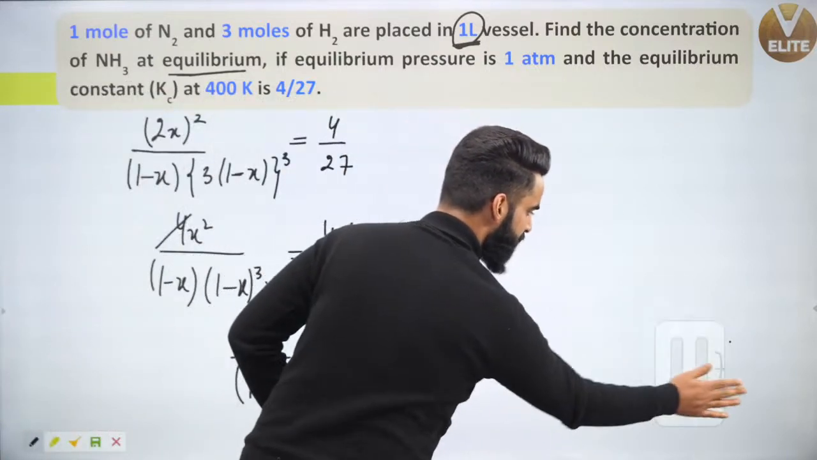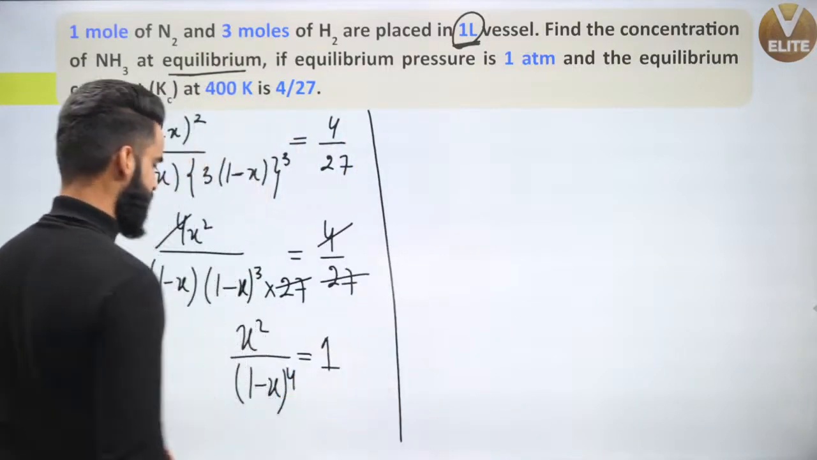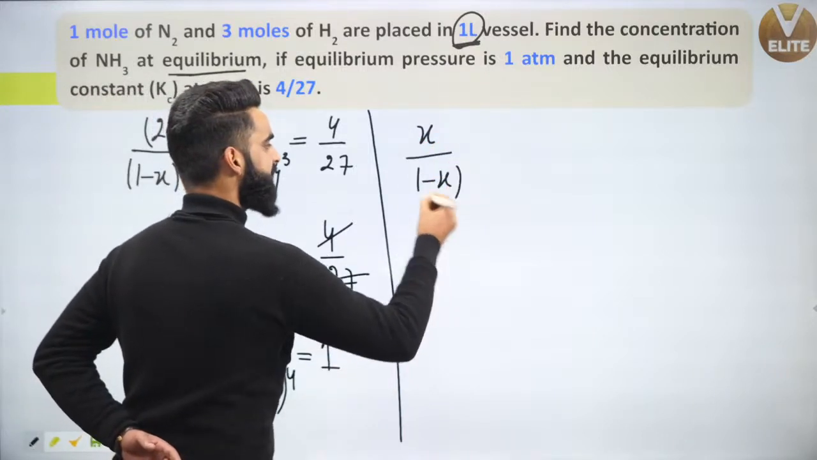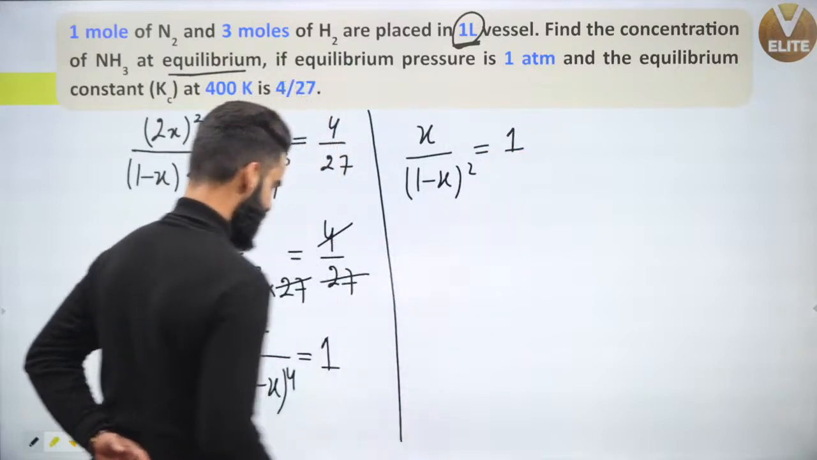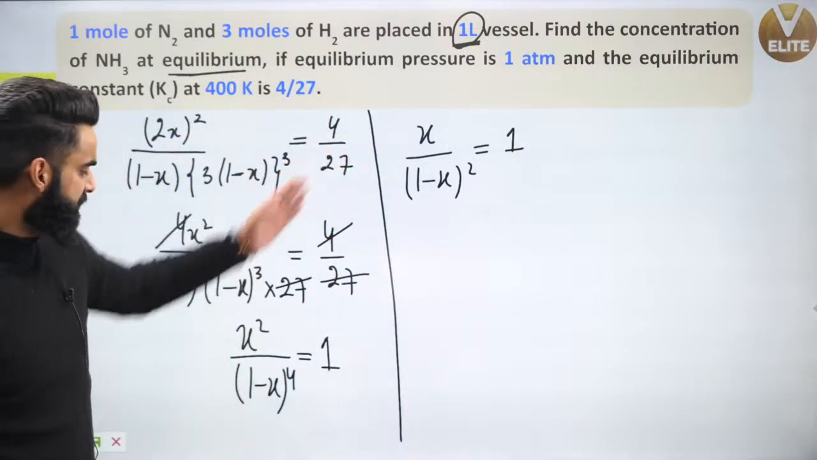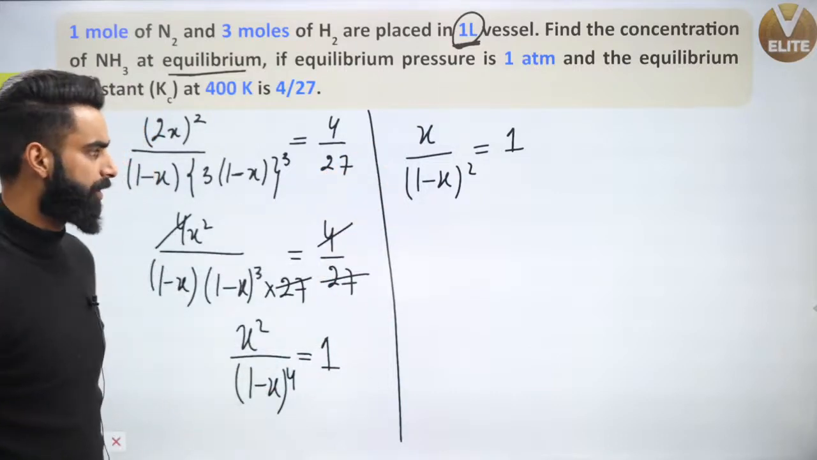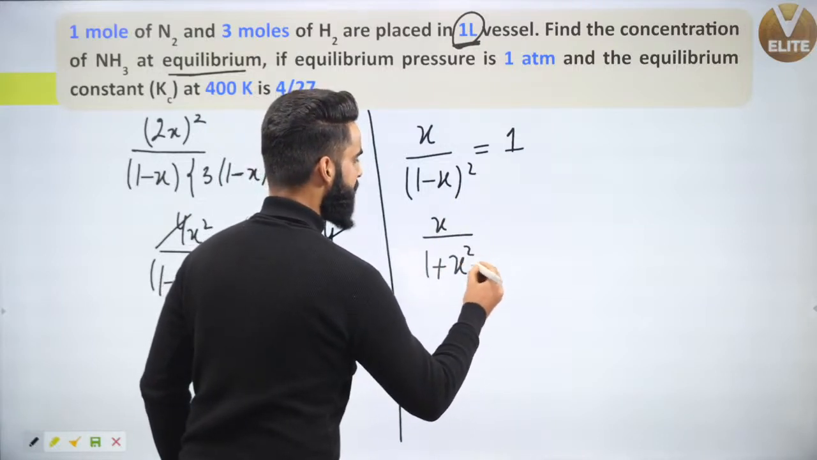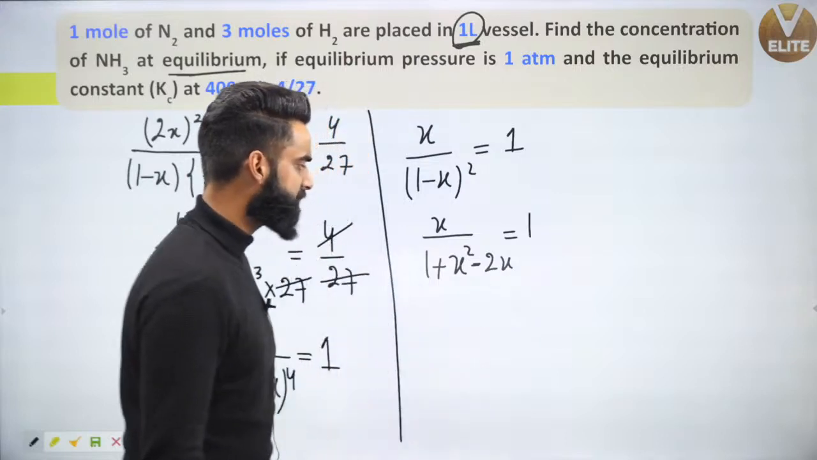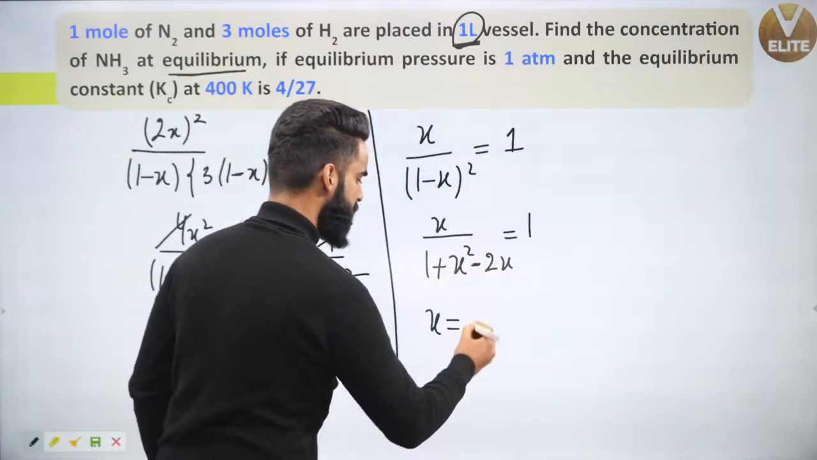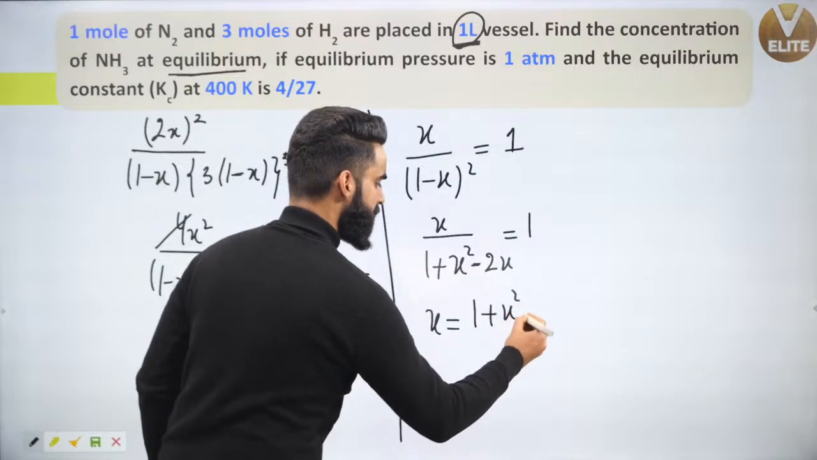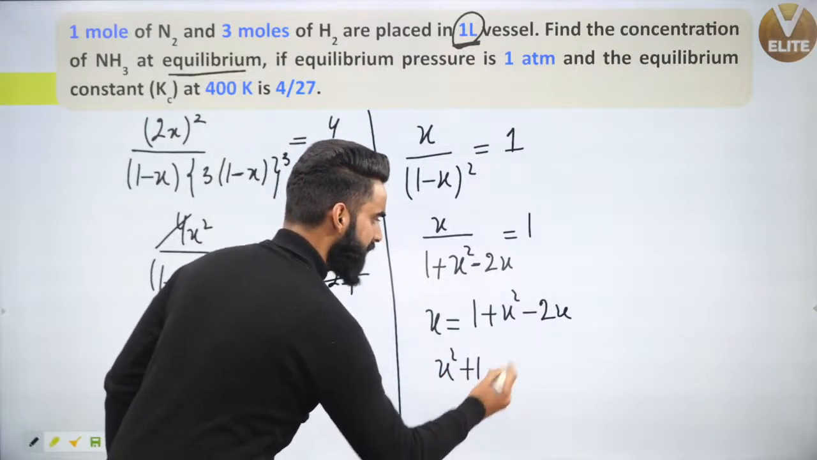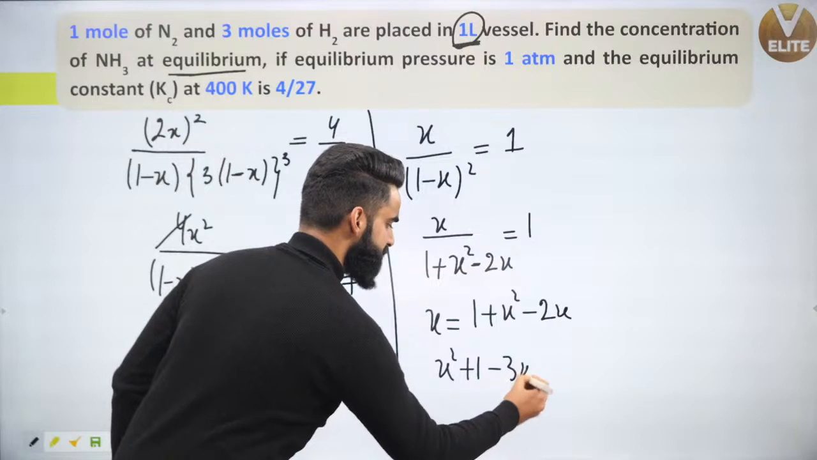Now how to solve this one? At the end we'll be getting a quadratic equation, guys. I can write it as (x divided by (1 minus x) whole squared) is equal to 1. If I take the square root on both sides, I'll get x divided by (1 minus x) squared equal to 1. So it's simply x divided by 1 plus x squared minus 2x equal to 1. So I told you I'm going to get the quadratic equation: x equal to 1 plus x squared minus 2x. So it's going to be x squared plus 1, minus 2x minus x, so x squared minus 3x plus 1 is equal to 0.